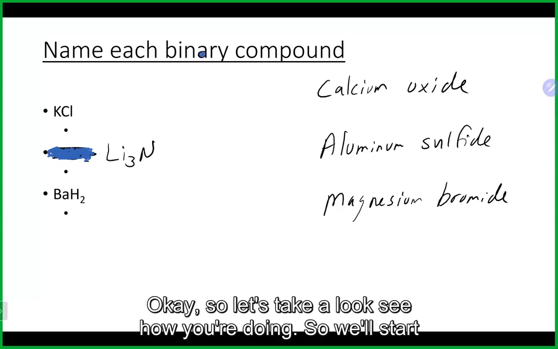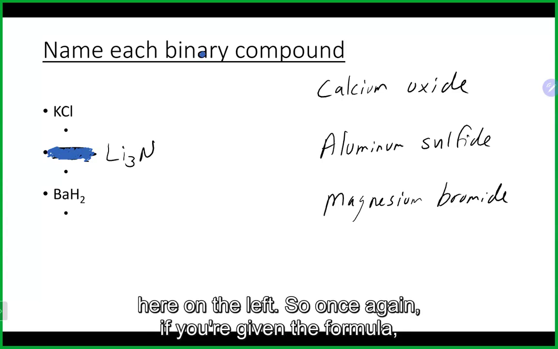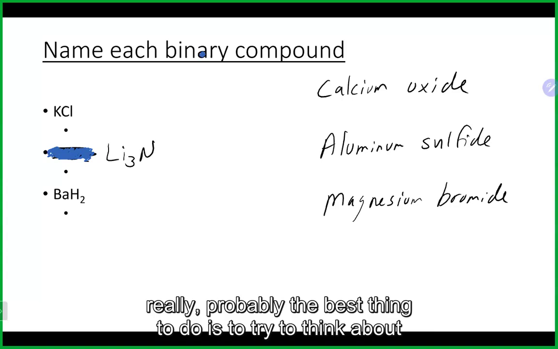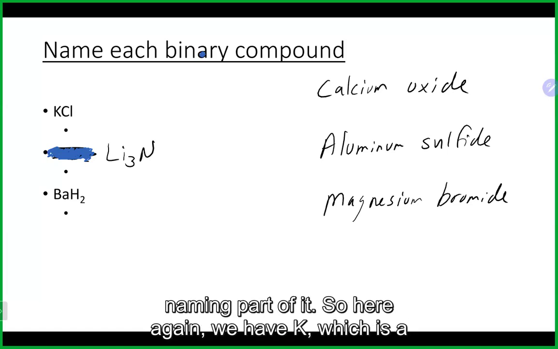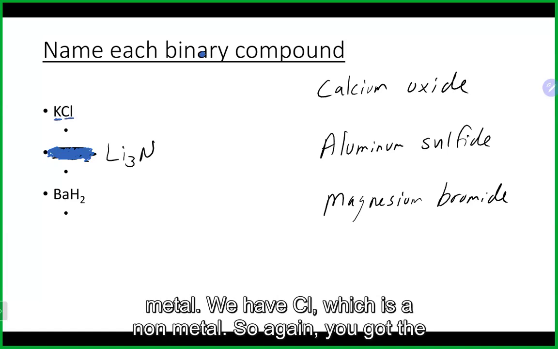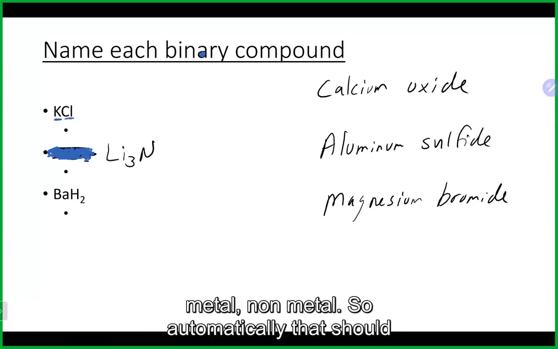Okay, so let's take a look, see how you're doing. So we'll start here on the left. Once again, if you're given the formula, really probably the best thing to do is to try to think about what things you got going on, and that will help you with the naming part of it. So here again, we have K, which is a metal. We have Cl, which is a non-metal. So again, you got the metal, non-metal.